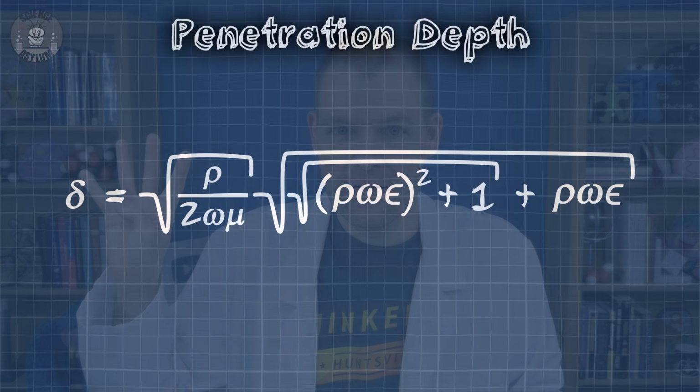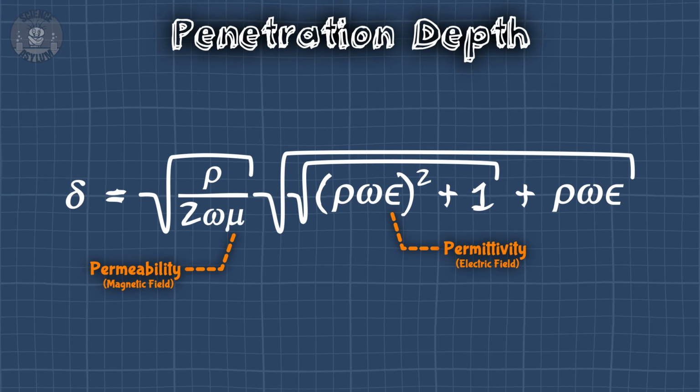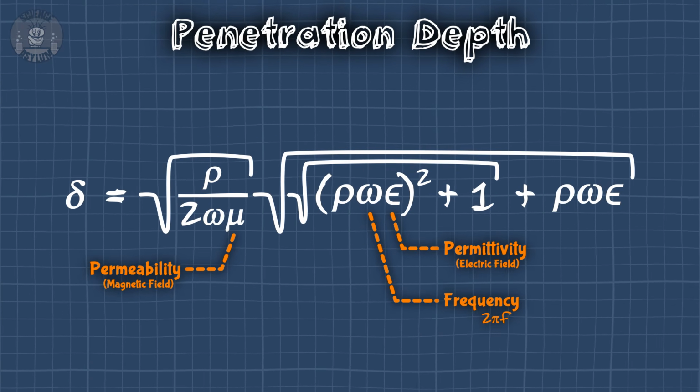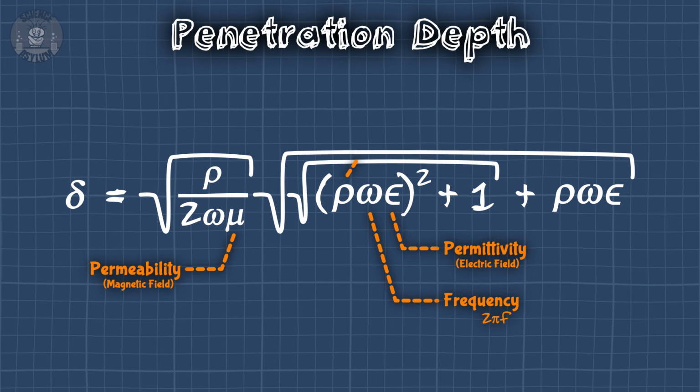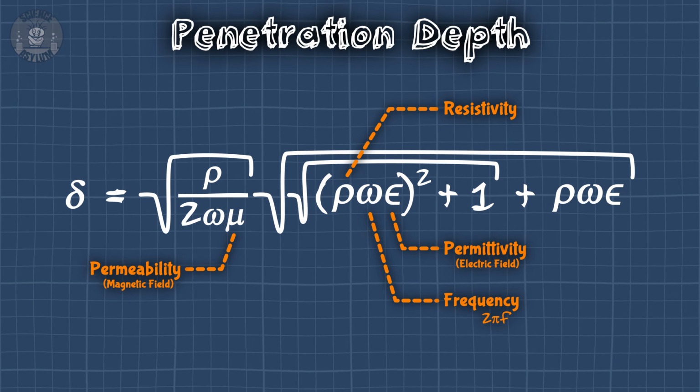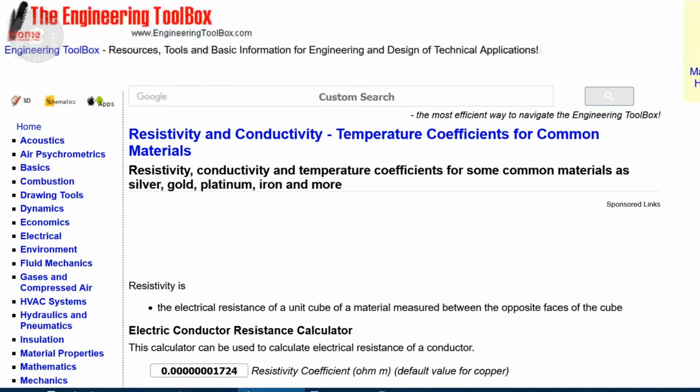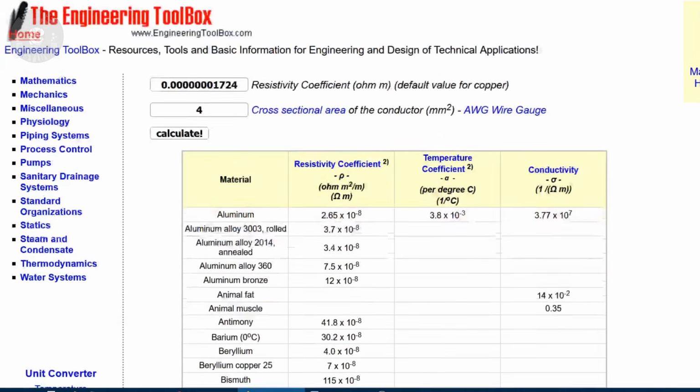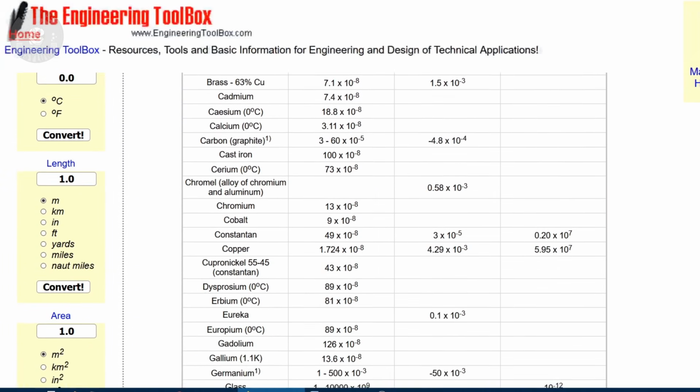The penetration depth depends on four things: the electric and magnetic field properties of the material, the frequency of the incoming light, and most importantly, the electrical resistance the material can provide. The three material properties are just numbers you look up in a table, like this one from Engineering Toolbox. As always, links in the doobly-doo.